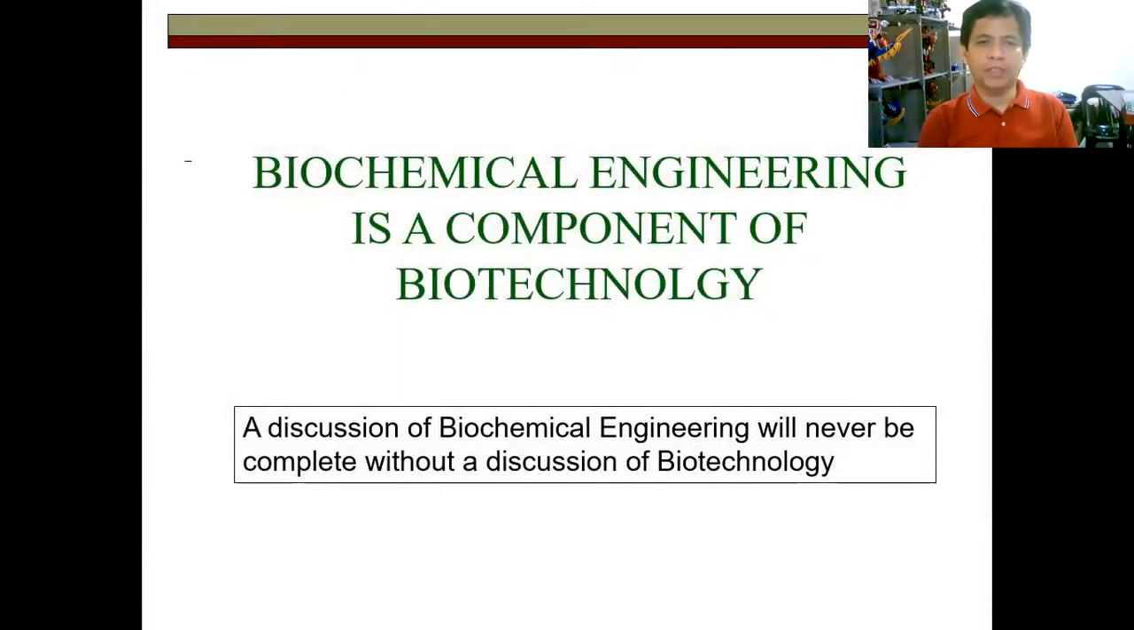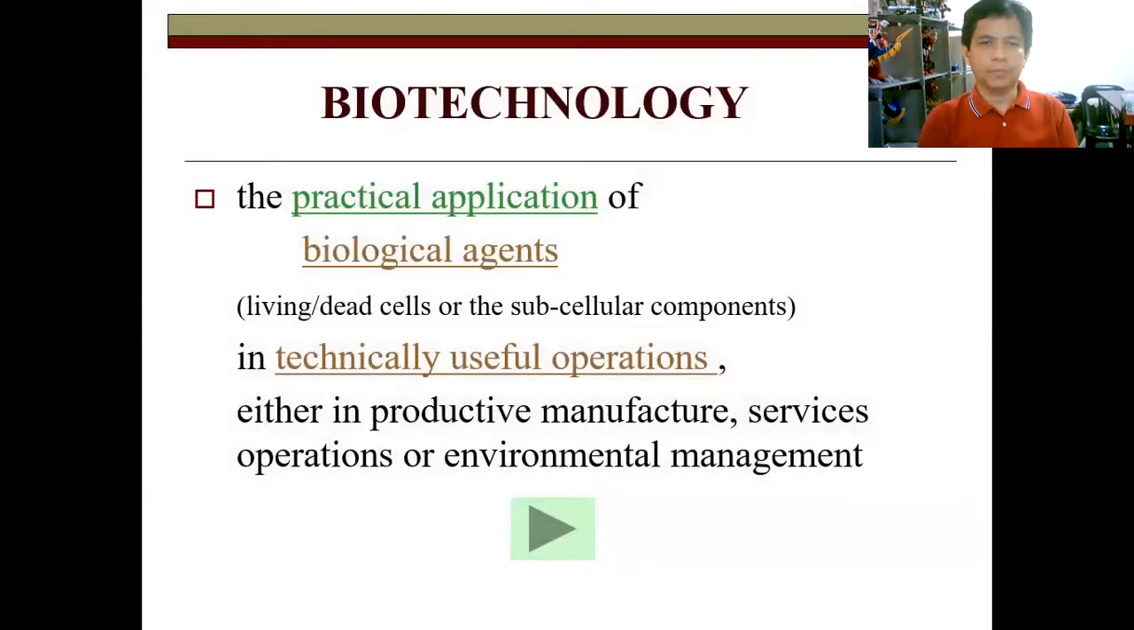So biochemical engineering is a component of biotechnology. Generally there are four components of biotechnology: microbiology, biochemistry, genetics, and the fourth one is biochemical engineering. Biotechnology, on the other hand, is the practical application of biological agents. Biological agents can be living or dead cells or subcellular components like enzymes, in technically useful operation.